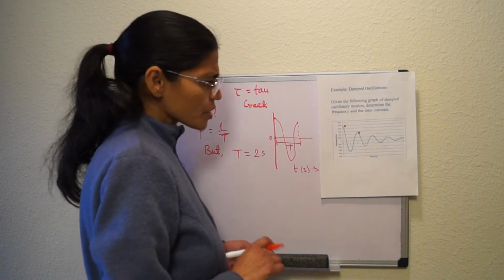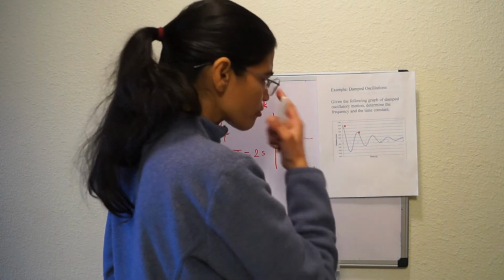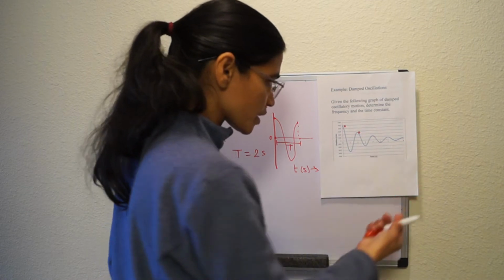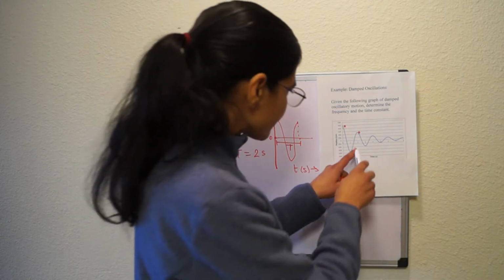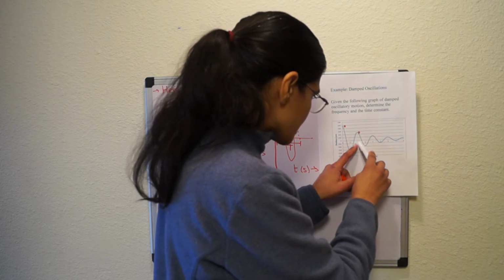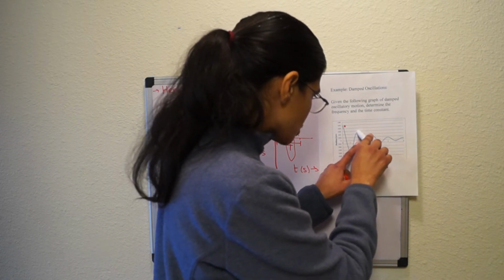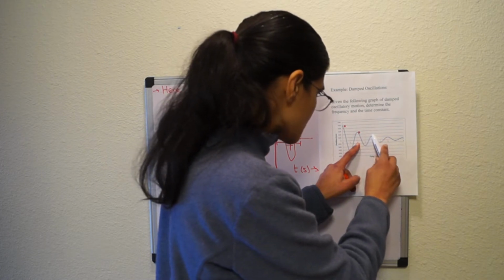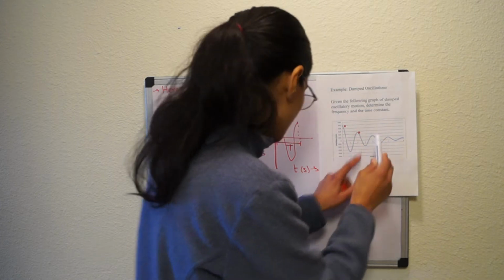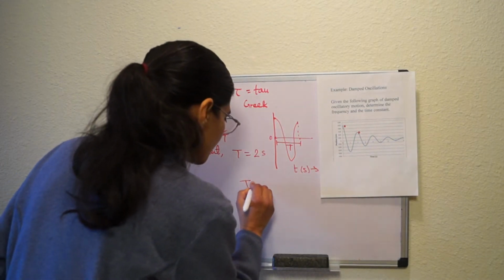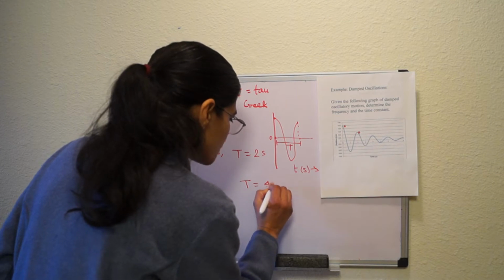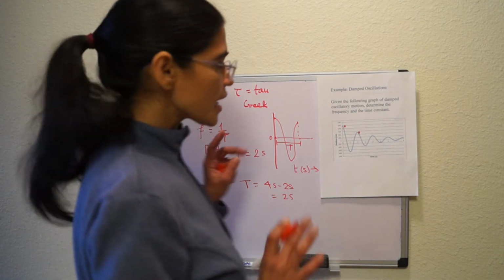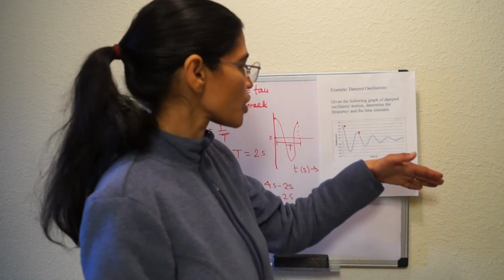So the time equals 2 seconds. You may say, wait, because this is a damped oscillation, how do we know the period is really true? Maybe the period has changed if we go from this peak to this peak. Let's say this peak is at 2 seconds, the initial point. It goes all the way down, goes up, and the peak is at 4 seconds. The period would be the final time, 4 seconds, minus the initial time, 2 seconds, which gives us 2 seconds. So the period has not changed.